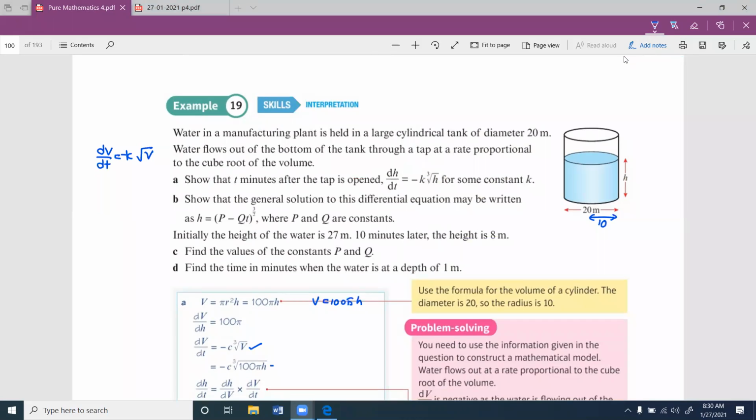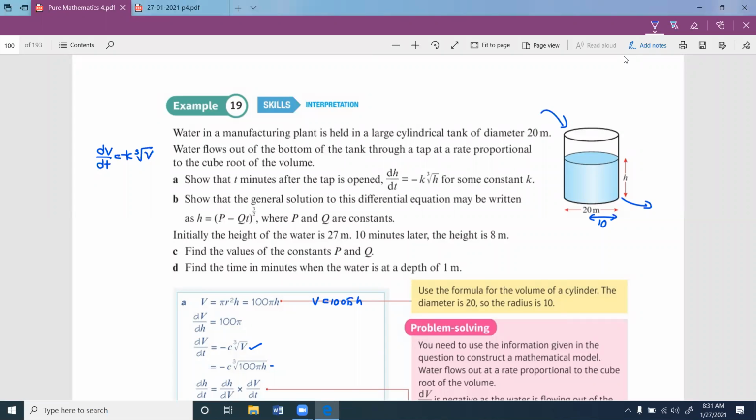The water manufacturing plant has a tank of diameter 20 meters, therefore the radius is 10. You have to keep it in mind. Water flows out of the bottom of a tank through a tap, proportional to the cubic root of volume. Rate of change of volume, that means how fast the volume changes, is what you mean by the leaking, and you can mention it by dV by dt. The mention is proportional, therefore you can put k times the cubic root of volume. It's not square root, actually it's a cubic root.